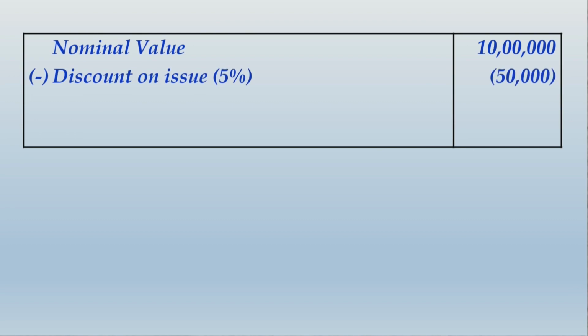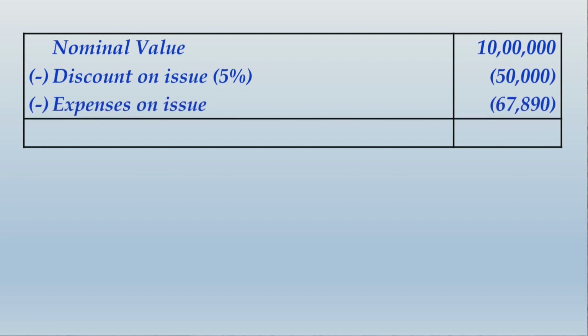In your solution, you first begin with the nominal value of debentures issued, that is 10 lakhs. From that you subtract the discount on issue, that is 5% of 10 lakhs, 50,000, and the expense on issue, that is 67,890. When you subtract these, the net proceeds in hand will be 8,82,110. In fact, as per financial records, this will be the liability that will be recognized at the time of issue.